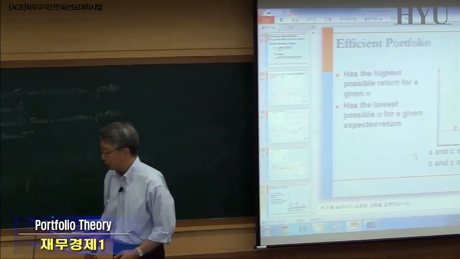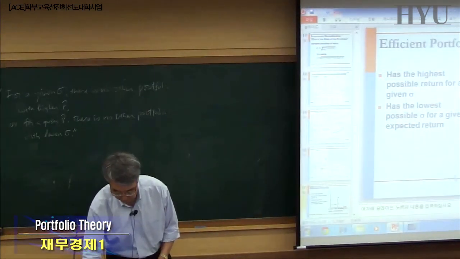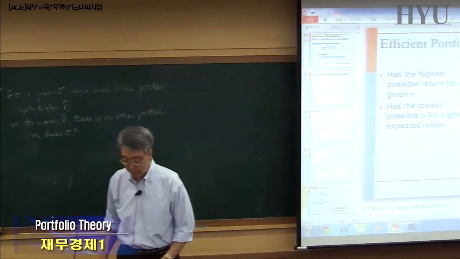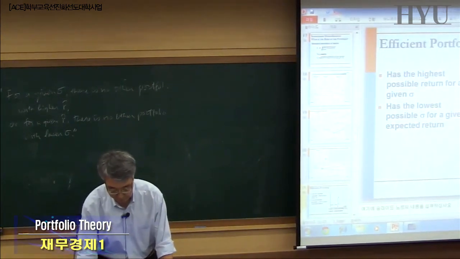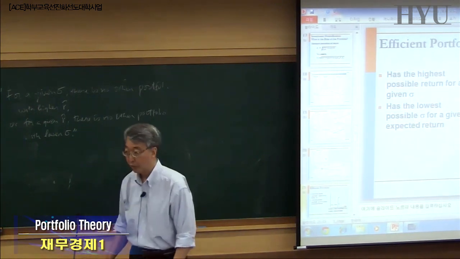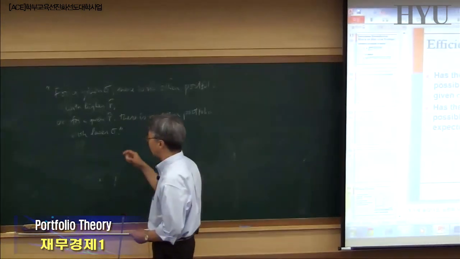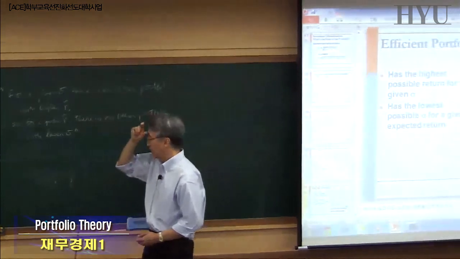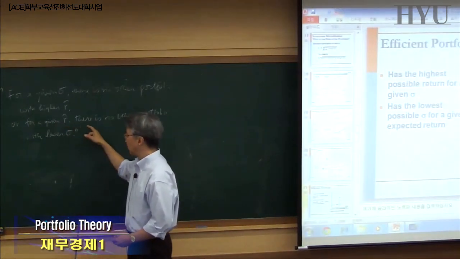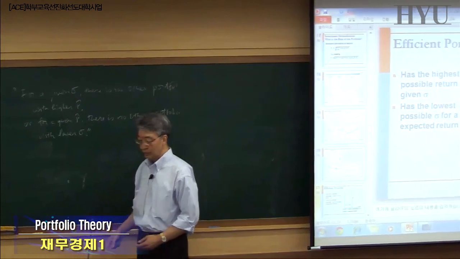Okay? All right, so we have this graph here. We put expected return on the vertical axis and risk sigma on the horizontal axis. And let's say we have 3 different portfolios, A, B, C. All right, let me read again. For a given sigma, there is no other portfolio with higher R hat, higher return. Or for a given return, there is no other portfolio with lower sigma, lower risk.